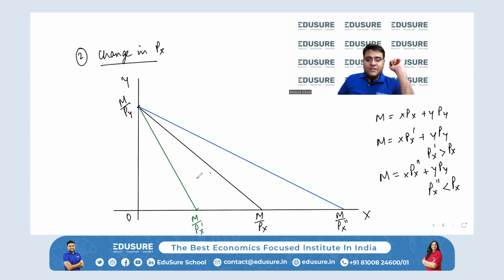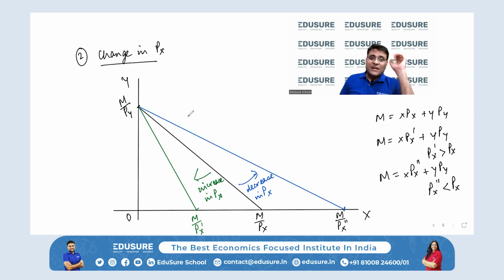Okay. So an increase in price will obviously lead us to a budget line which will have lesser affordability. That is, less XY combinations will now be affordable. If the price of X increases, then this is what is the case. If the price of X decreases, then the budget line shifts outward and we get a line which is flatter, and the intercept is now M by Px double dash.